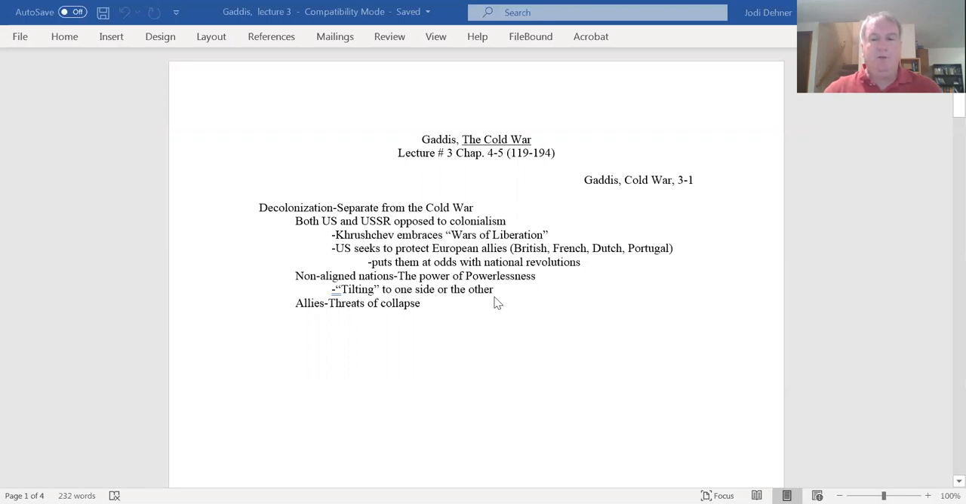Well, after World War II, the colonial world starts to fall apart. Khrushchev sees this as an opportunity to further Soviet aims, and so he embraces what he calls wars of liberation, which are fostering rebel efforts against colonial authorities. Colonial authorities were Europeans, so we have to keep that in mind as well.